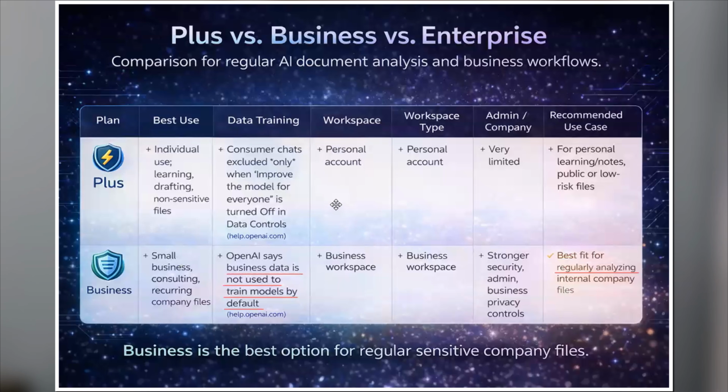And when it comes to data training, for Plus, I explained in the previous screen how to turn off the data control for improvement. But when it comes to Business, OpenAI says business data is not used to train models by default, unless you turn it on intentionally.